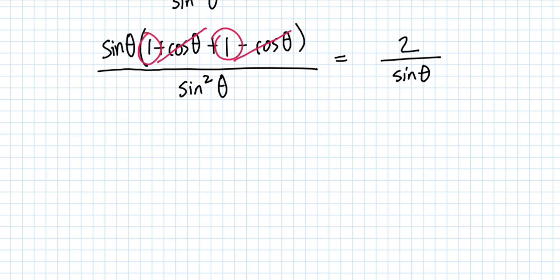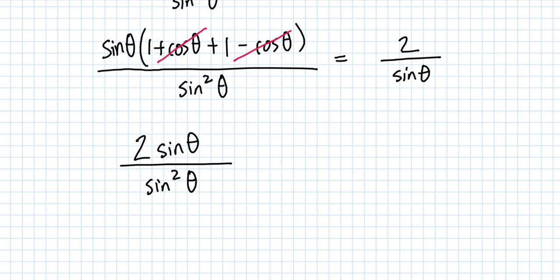Now, we can also collect like terms. We have a 1 and a 1, which is essentially just a 2. So, we can go 2 sine theta over sine squared theta is equal to 2 over sine theta.